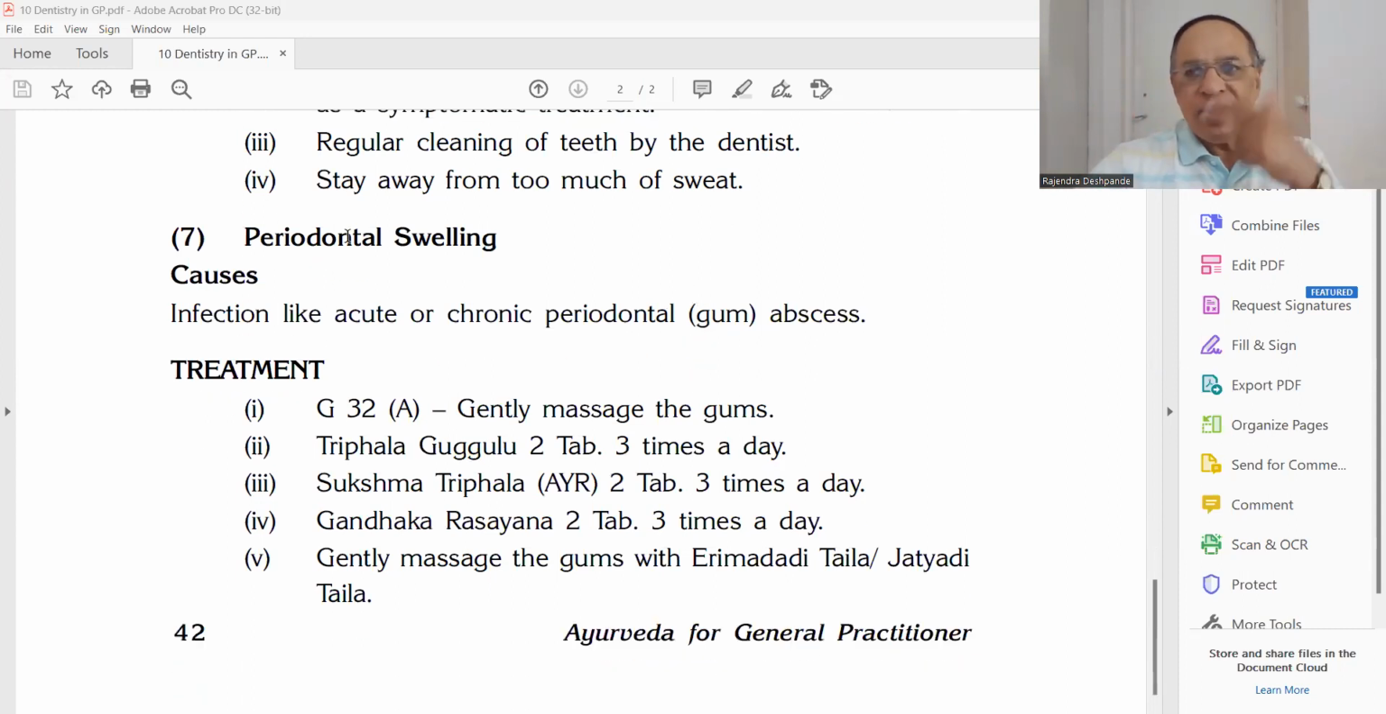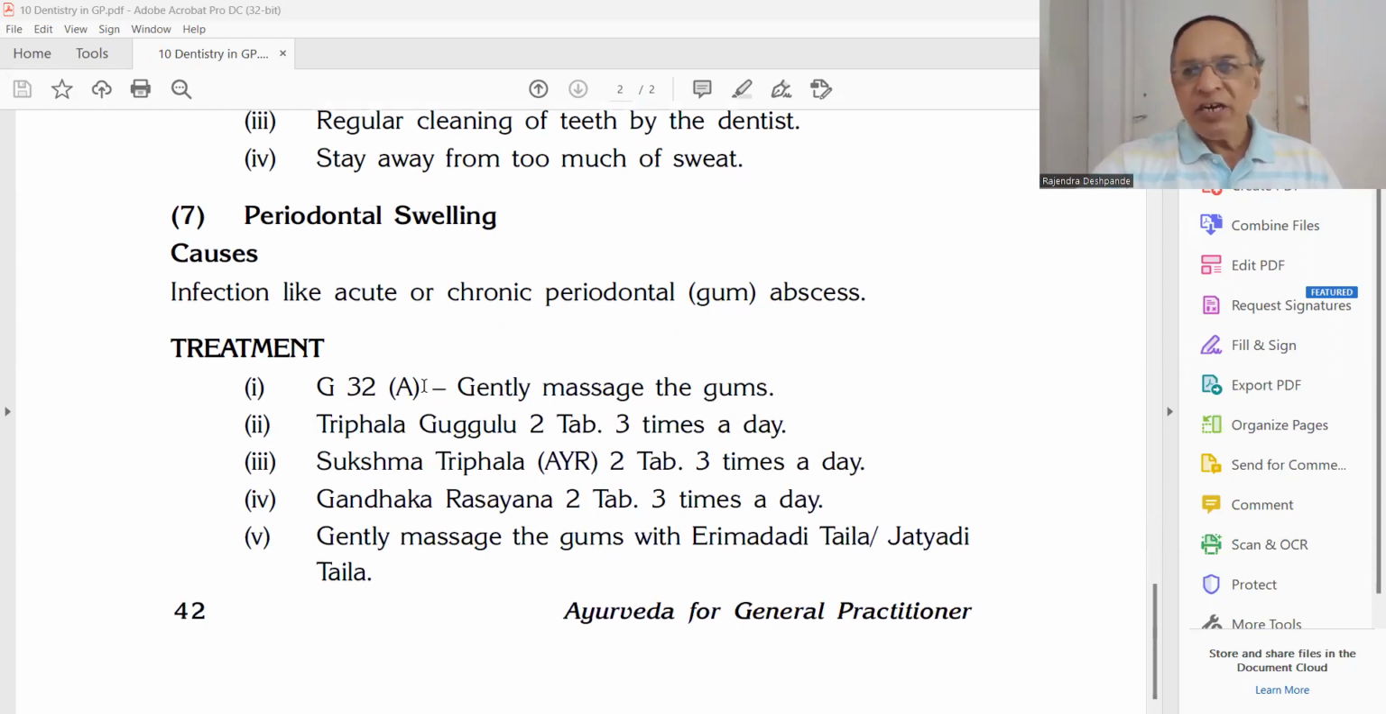Now periodontal swelling, around the tooth root. Infections like acute or chronic periodontal or gum abscess. Treatment: G32 Allercine company powder is available. Gentle massage. It can easily break. Gentle massage with water. You have to make a paste and apply it. Triphala Gugulu, 2 tablets 3 times a day. NSAIDs of Ayurveda, non-steroidal anti-inflammatory drug, Triphala Gugulu. Sukshma Triphala and Gandhak Rasayan Ayurvedic antibiotics, 2 tablets 3 times a day. Gently massage the gums with Erimedadi oil or Jatyadi tail.